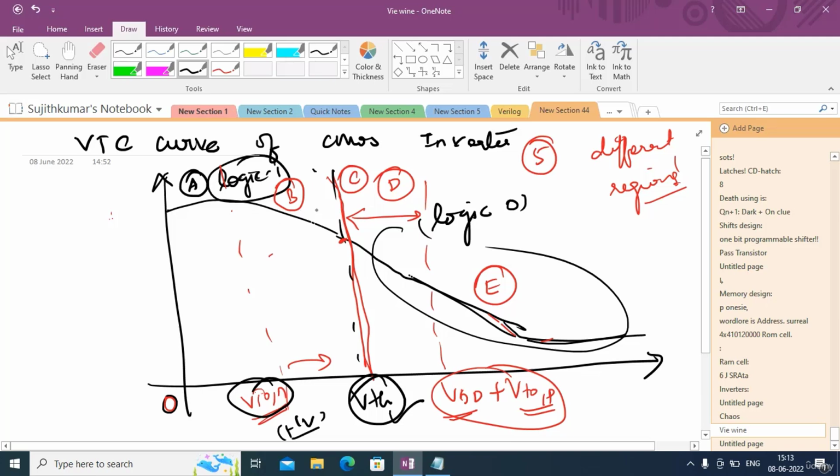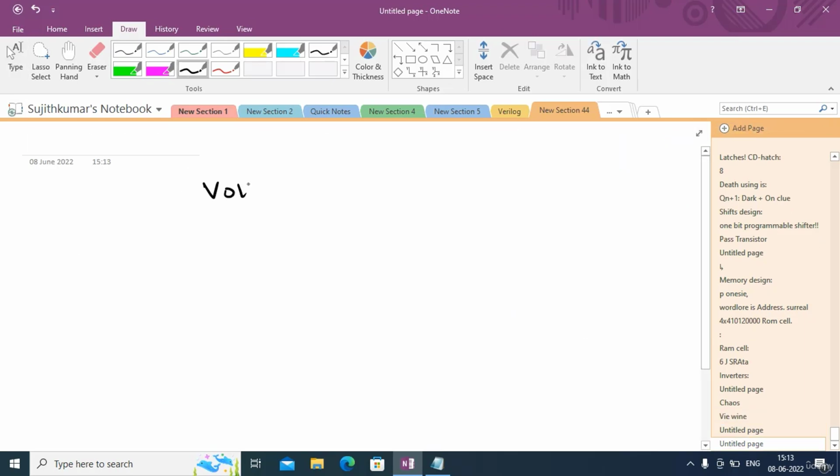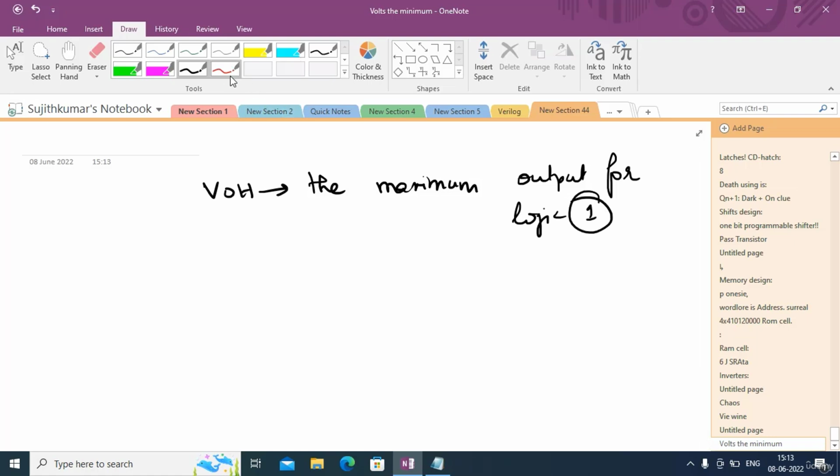The different critical voltages appear in different regions of this voltage transfer characteristic, right? So in region A, we have a critical voltage which is called VOH. So what do we mean by VOH? VOH means the maximum output voltage for logic 1, which means that when we apply logic 0, we are going to get logic 1 when it is inverted. That is the basic stuff. When you apply 0, you get 1, right?